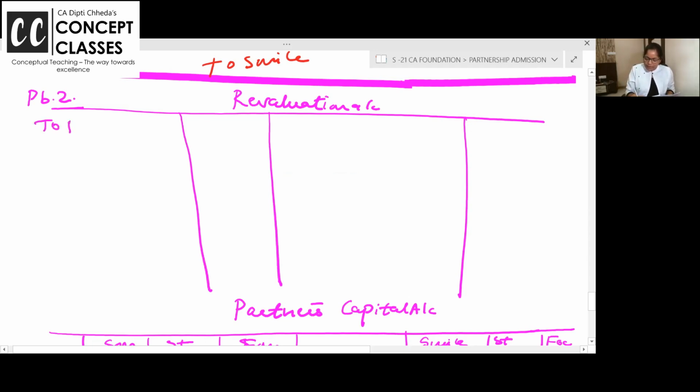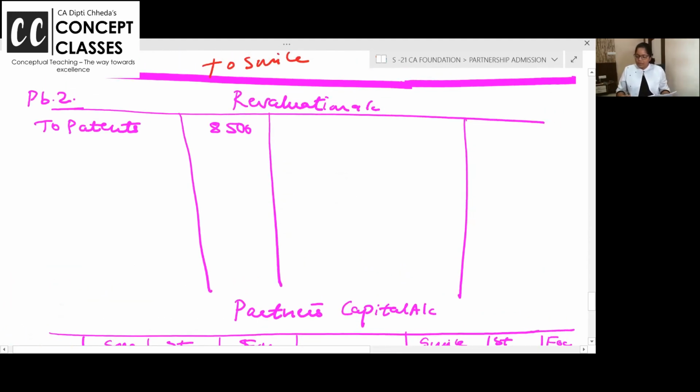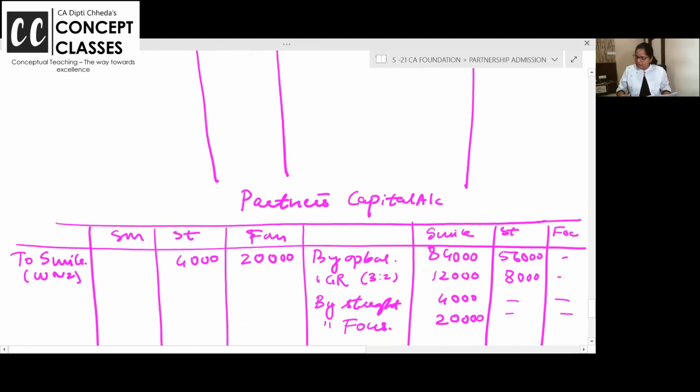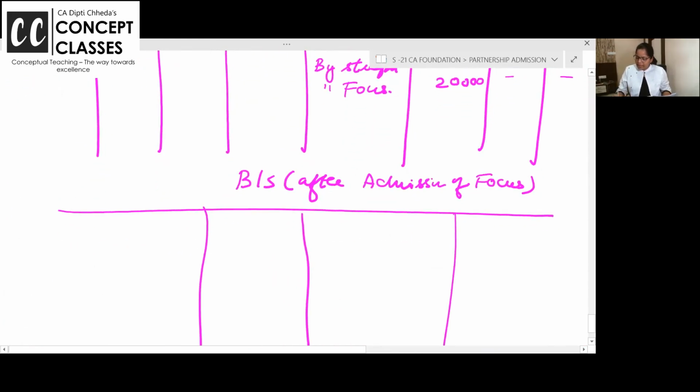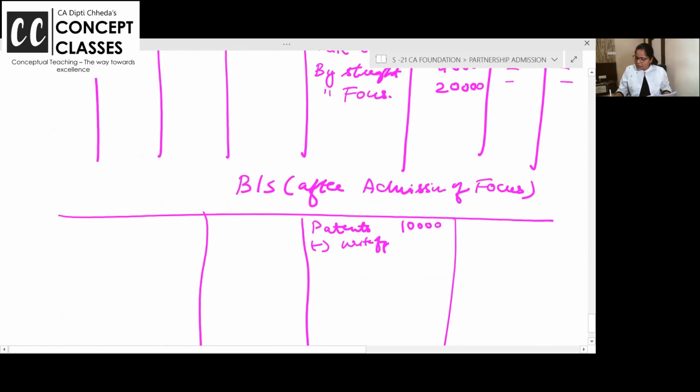Revaluation account debit, to patents 8,500. And come here. Patents were 10,000 minus write-off. How much have you written in the revaluation account? 8,500. And you want outer column 1,500.